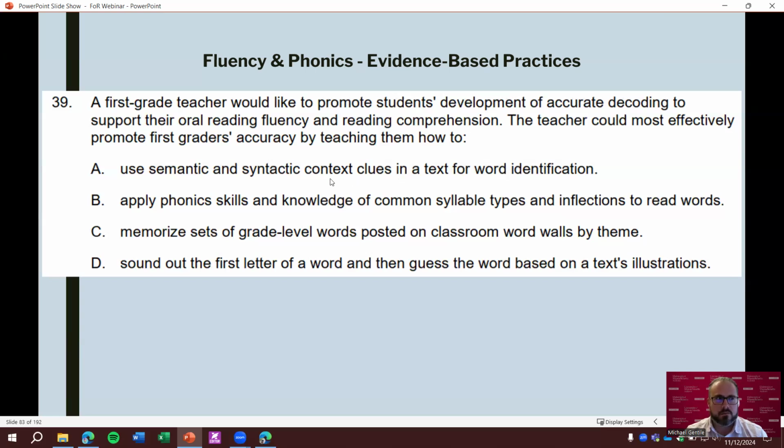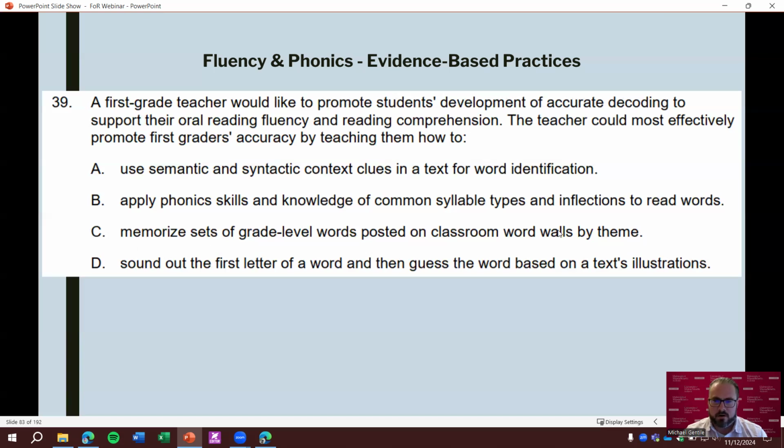So if we're looking at context clues, we're guessing. We're not looking at the word, we're not looking at the letters, we're not attending to what we need to be attending to. We're trying to fill our gap of knowledge with other information and then make an educated guess. That is not what we want to be doing. That's not explicit instruction. So anytime we're looking at this, it's not going to be correct and related to fluency.